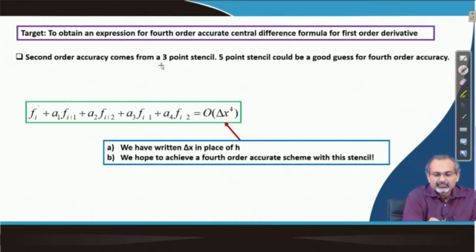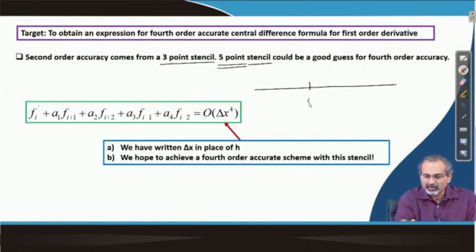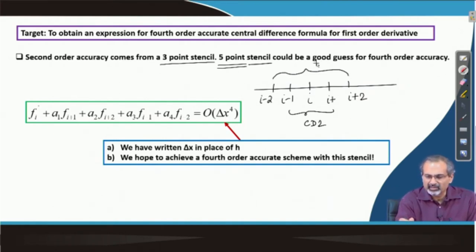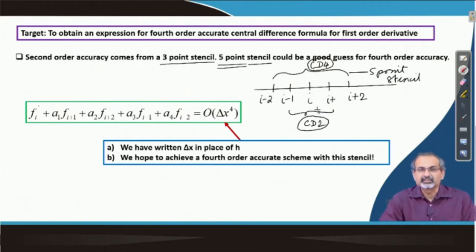We go ahead by saying that earlier it was a 3-point stencil. Let us see what happens when we use a 5-point stencil instead, which means you have i here, i plus 1 and i minus 1, the stencil that gave you CD2. You are now guessing that you need to expand this stencil to include another 2 points, which makes it i minus 2 to i plus 2, which means a 5-point stencil, and we are hoping that that may just turn out to be adequate for a CD4 finite difference calculation.